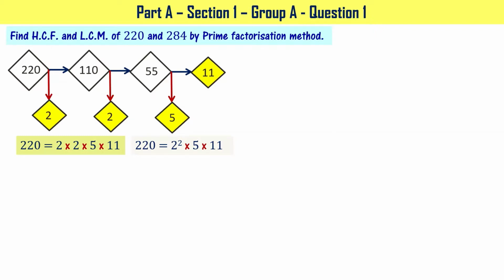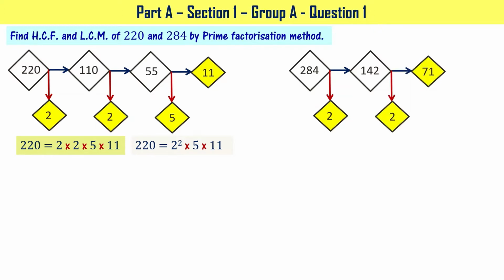Right? Now let's find prime factors for 284. 284 can be written as 2 times 142. 142 can be written as 2 times 71. Here 71 is a prime number. That's why we stop this process here and write 284 as 2 times 2 times 71. Right? That can be written as 2 square times 71. Right? Now we have to find HCF and LCM.